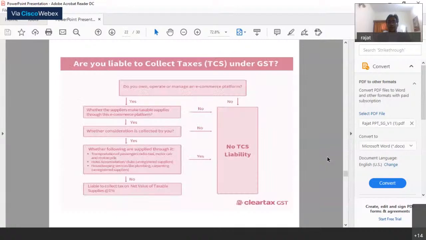Now, the question. There is a lot of conundrum under the GST law with respect to whether the tax is liable to be deducted. So I have incorporated a very graphical slide, if you can see that, which answers the question if you are liable to collect TCS under GST.